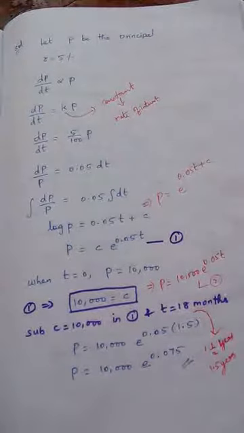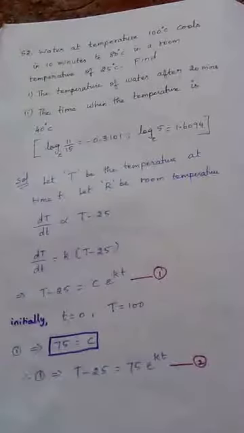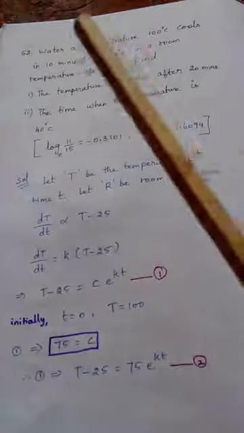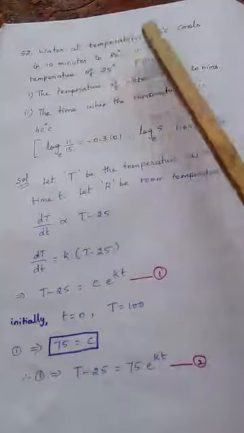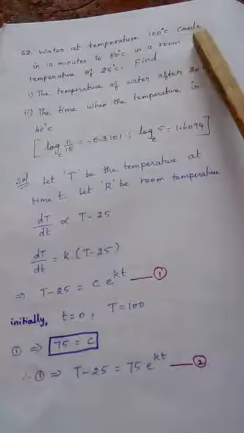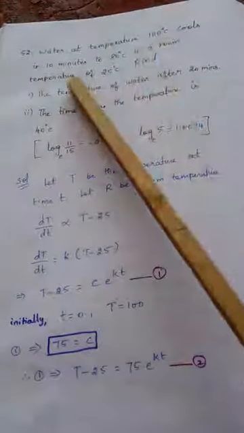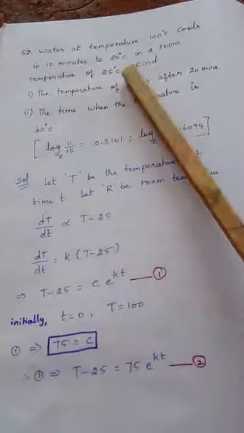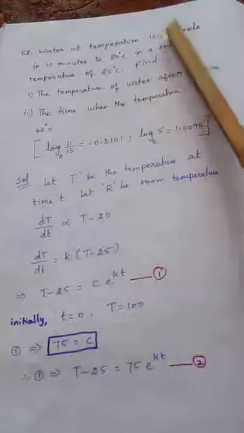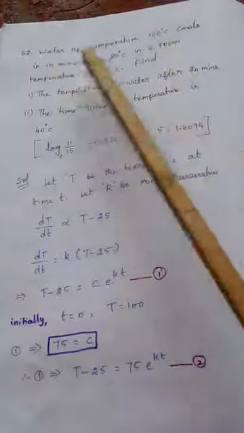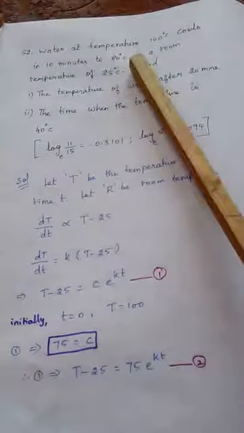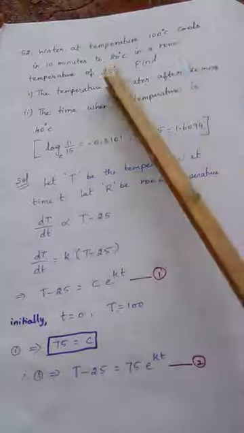Problem number 52. Question number 52. Water at temperature 100 degrees Celsius cools in 10 minutes to 80 degrees Celsius in a room temperature of 25 degrees Celsius. What is the meaning? The temperature of water is 100 degrees. After 10 minutes it is cooling to 80 degrees Celsius in a room. The room temperature is given as 25 degrees Celsius.